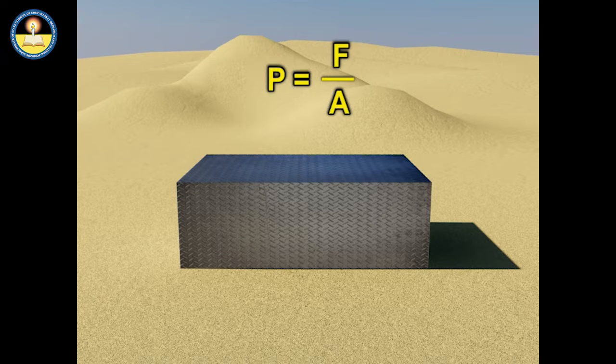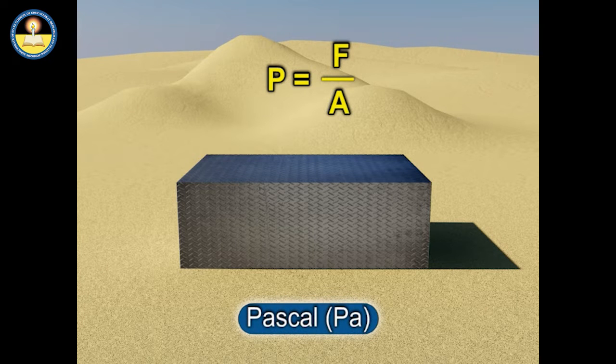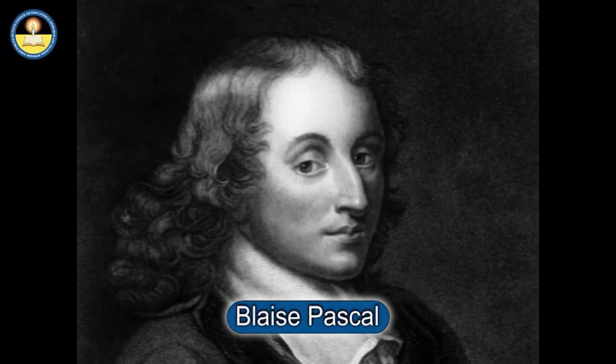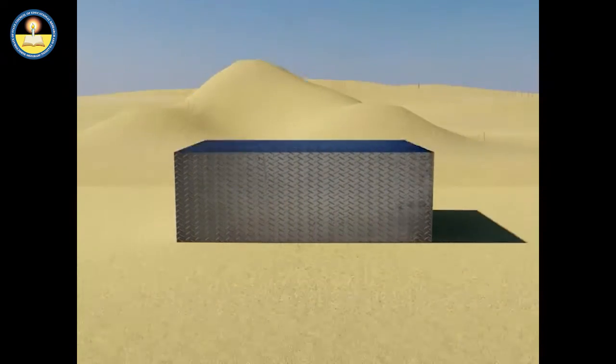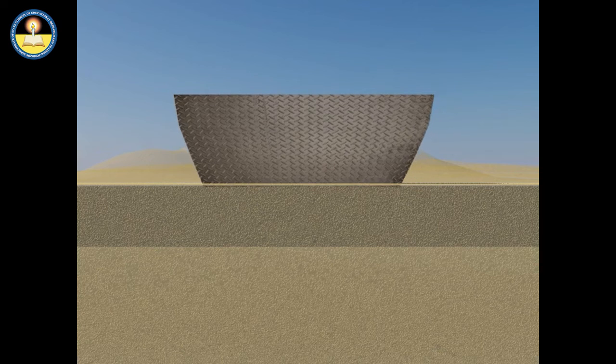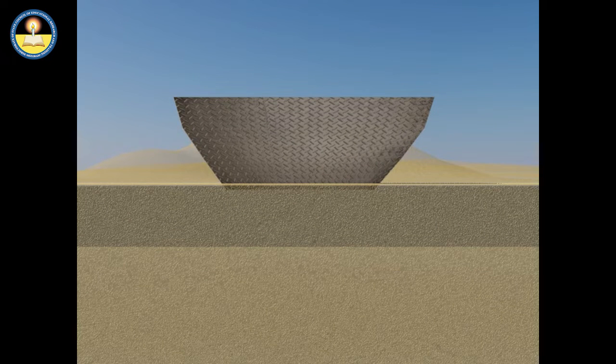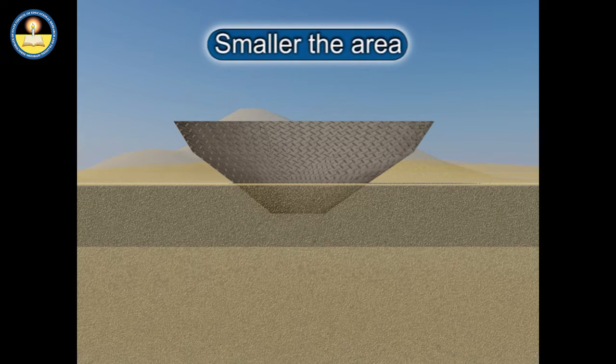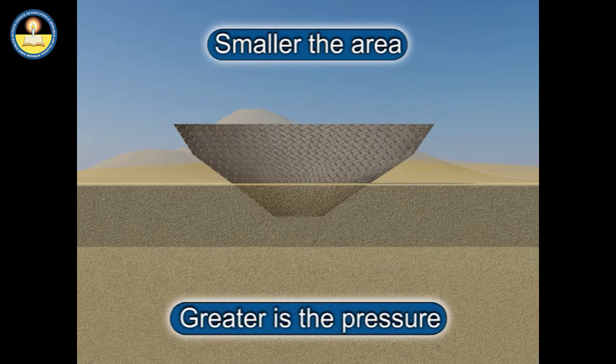The SI unit of pressure is Newton per meter square. It has been named as Pascal in honor of the French scientist Blaise Pascal, who carried out pioneering studies on fluid pressure. It is clear that the same force may create a large pressure or a small pressure depending on the area it is acting on. In fact, smaller the area on which the force acts, greater is the pressure.